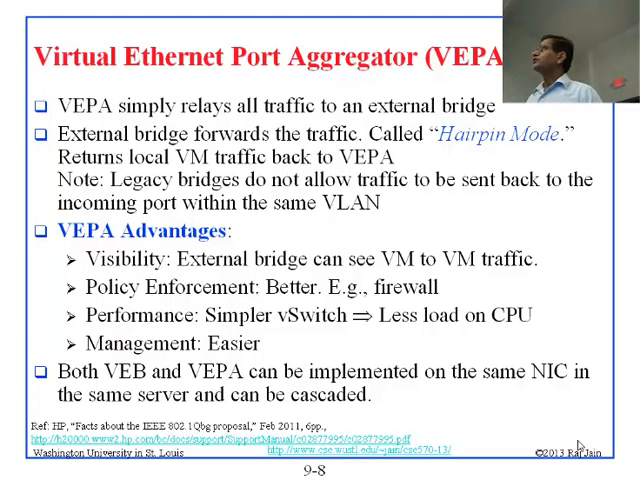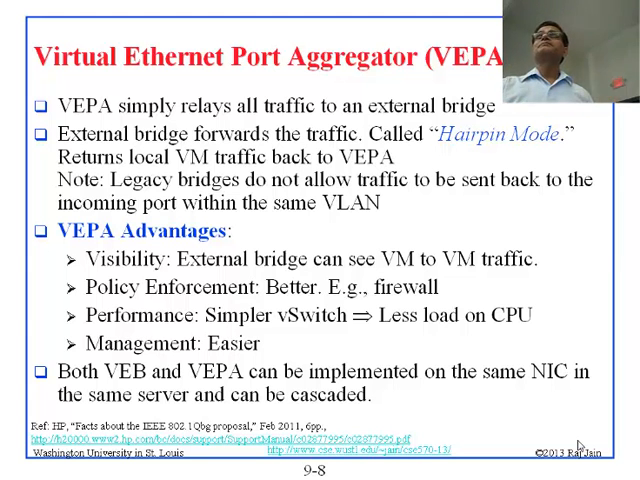All right. So now, VEPA simply relays the traffic to an external bridge, and this is also called hairpin mode. It returns the local VM traffic back to VEPA, and otherwise other traffic goes out. Now, what is the advantage of this? First of all, now you can see what is going on in the network, because previously, there are two groups. There is a networking group, and there is an application group. There are people who are managing the web servers. They don't know much about networking.